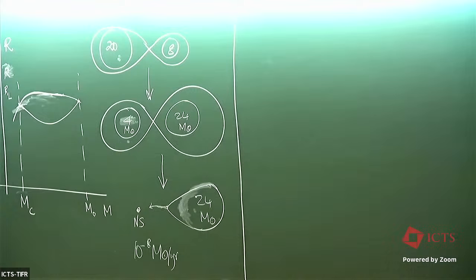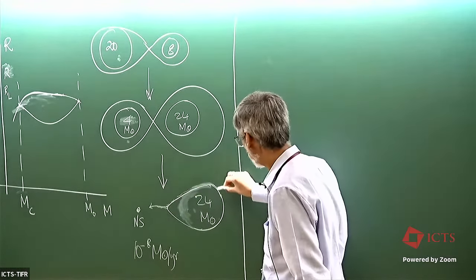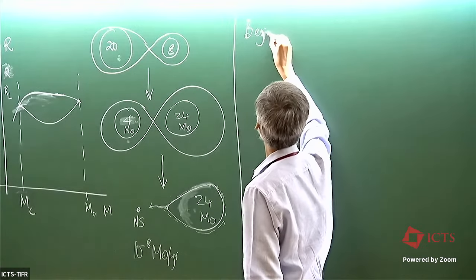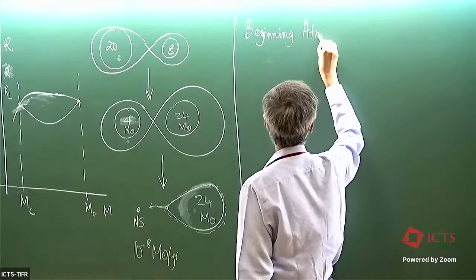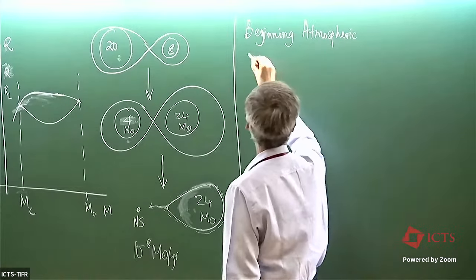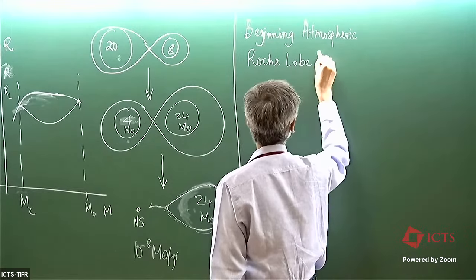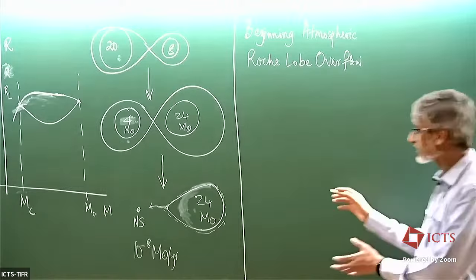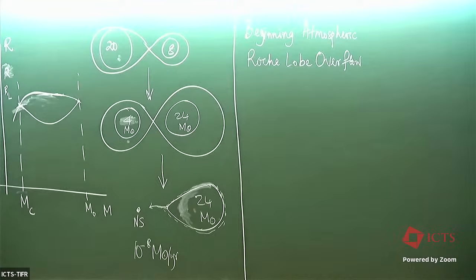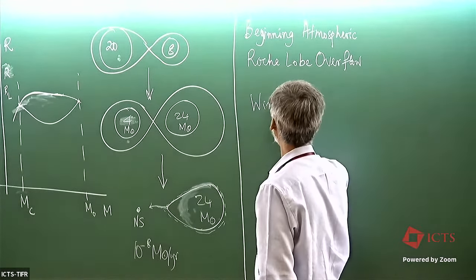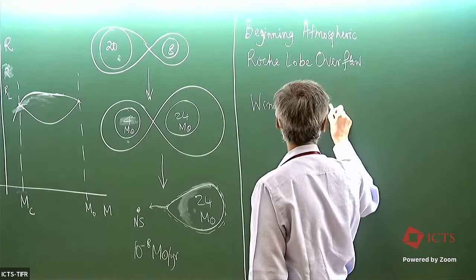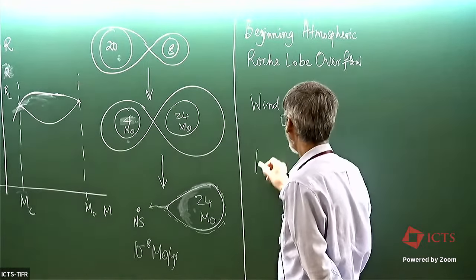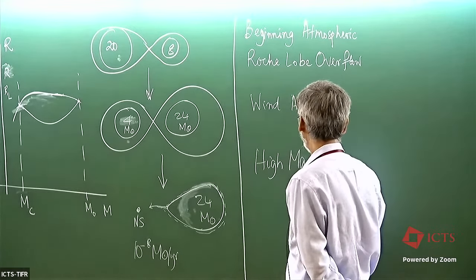So a situation like this, where you have the Roche lobe just outside, is called beginning atmospheric Roche lobe overflow. Or even before that, just the stellar wind itself being captured by the neutron star, or wind accretion, will provide a steady source of mass falling onto the neutron star, and then this is going to generate X-rays, and such objects will be called high mass X-ray binaries.